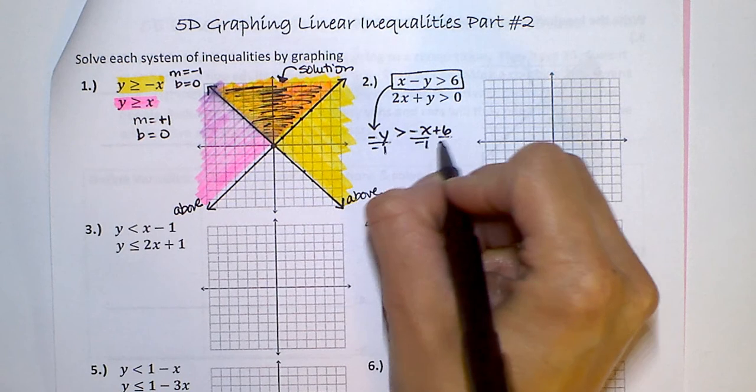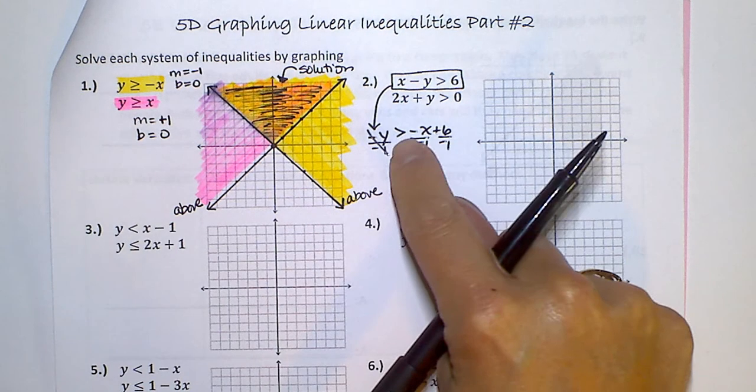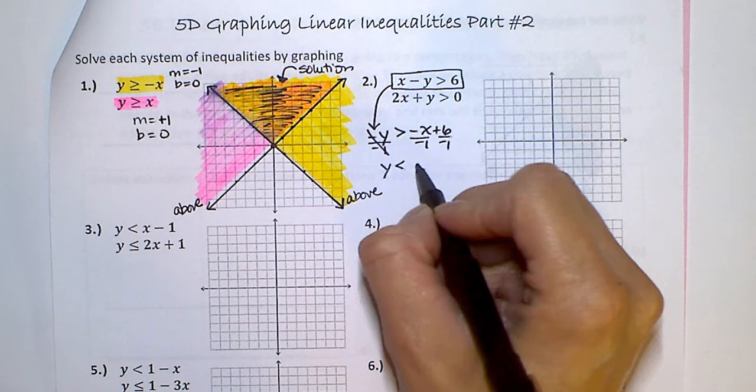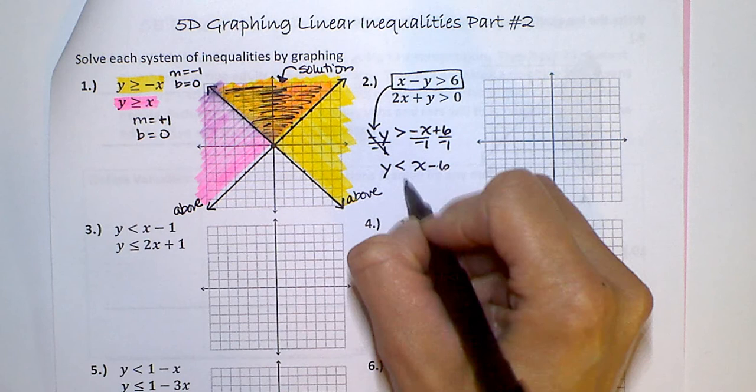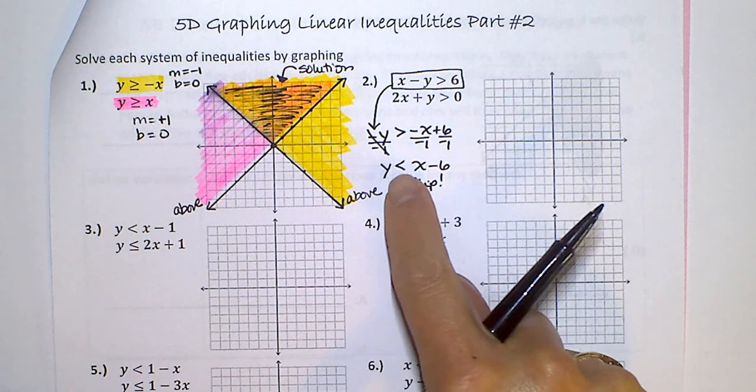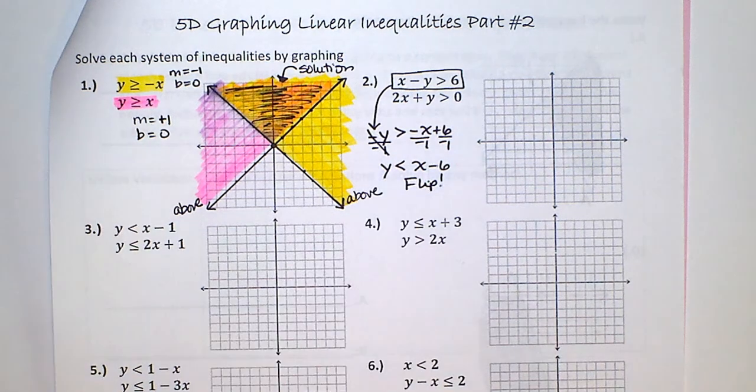Now be careful, when you divide by a negative, your sign is going to flip. So we really have y is less than positive x minus 6. I'm just going to make a quick note that we had to flip this one right here. So now I can graph that line.